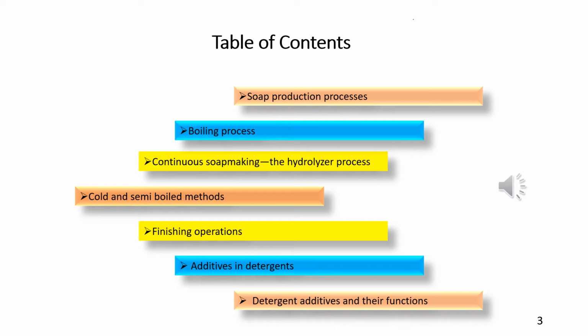Table of Contents. The table of contents of this lecture are soap production processes, boiling process, continuous soap making, the hydrolyzer process, cold and semi-boiled methods, additives in detergents, detergent additives and their function.